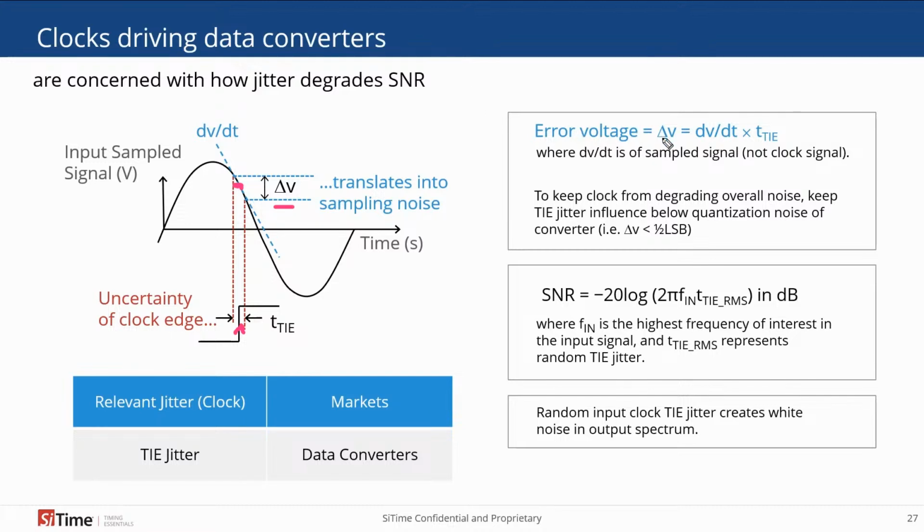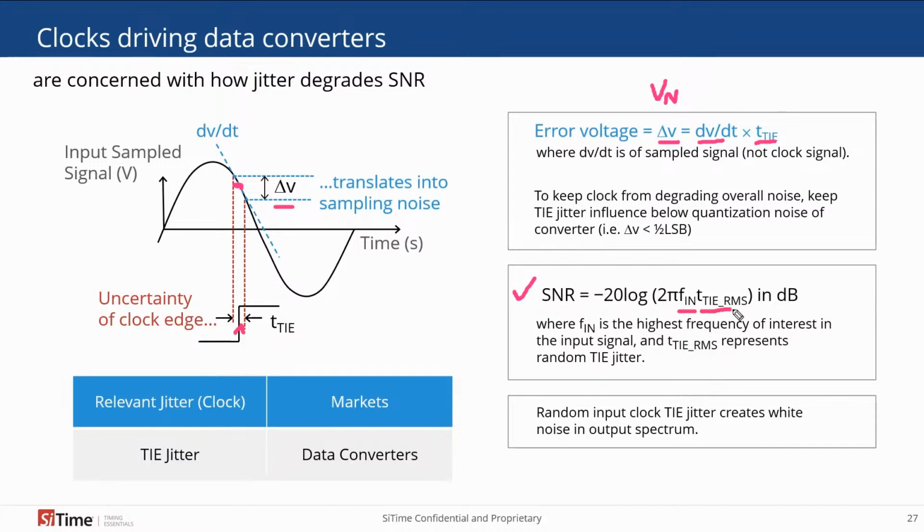And you'll notice the error voltage delta V is actually the same equation shown here for what we used to call V sub n, because this is our slew rate and this is our TIE jitter value. So this is very commonly used in the data converter industry to minimize sampling errors, to keep a really sharp edge. And they have an equation here for signal to noise ratio that involves the highest frequency component in the analog signal. We call that F sub n. That's the highest frequency that you happen to care about in your application. You set that value as F sub n.